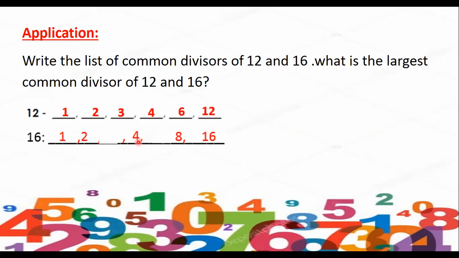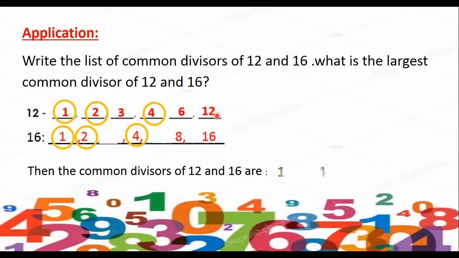I write it once. Now I want to find the common divisors, meaning the divisors that are the same. Yes, Ziyad and Bassam. What are the common divisors? 1, 2, 4. Thank you. So the common divisors are 1, 2, and 4. These are the common divisors of 12 and 16.